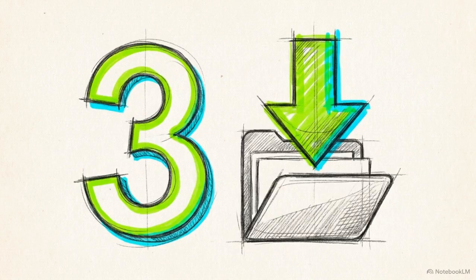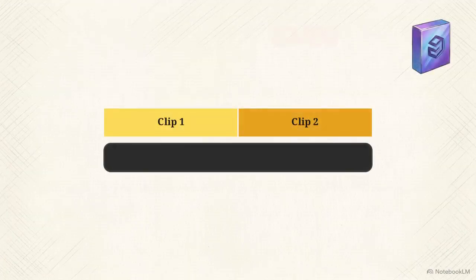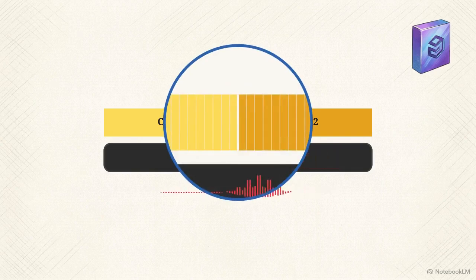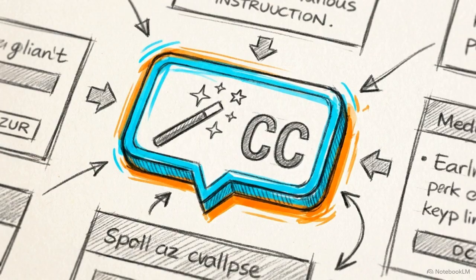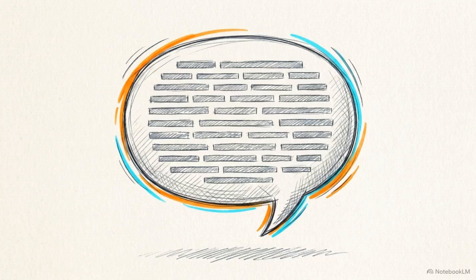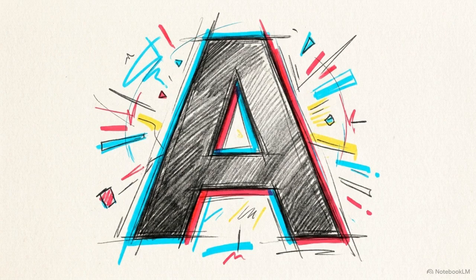Step 3 is assembly. Export the raw video from Agent Opus and import it into an editing timeline, such as Filmora or Canva. Now add audio texture. Find standard sound effects like a swoosh or whistle and place them exactly on the frame where the video cuts. Next, use your editor's auto caption tool to transcribe the voiceover. Format the text in the center using a bold, high-contrast font.